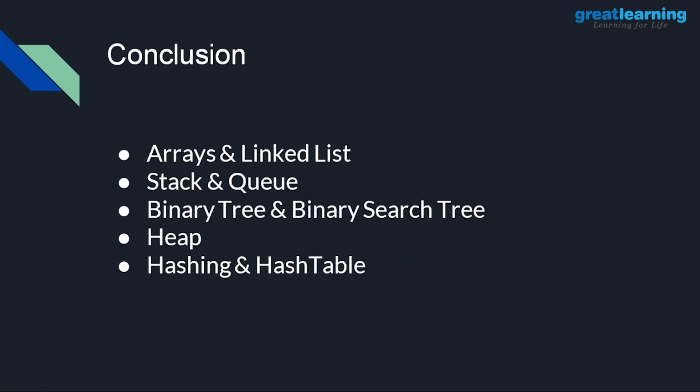Now, before concluding, let's see the takeaways of this session. In this session we covered arrays and linked lists. We saw their differences and similarities. We talked about stacks and queues, and how they are different from each other. We talked about binary trees. Then we tried to implement the strict form of binary tree, that is binary search tree. We talked about heaps and tried to implement max heap. Then we talked about hashing and implemented a hash table. And then finally we covered graphs. Thank you.